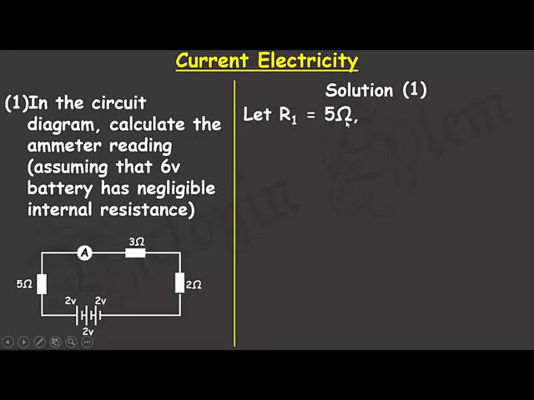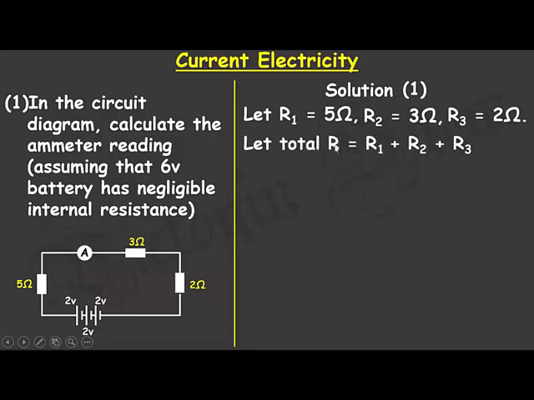So let R1 be 5 ohms, that's this, and then R2 be 3 ohms, referring to this, and then R3 be 2 ohms, referring to the resistance of this resistor. Now the total resistance R will be the summation of the resistance of each and every one of the 3 resistors. So R will be R1, 5 ohms, plus R2, 3 ohms, plus R3, 2 ohms.